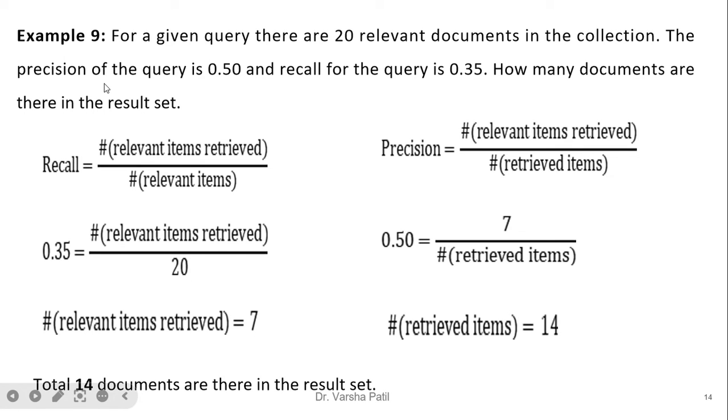Now the precision score is also given. Precision is equal to relevant items retrieved divided by retrieved items. It is 0.50, and the numerator is 7, which is relevant and retrieved. So retrieved items are 14. Total 14 documents are there in the result set, and 7 are relevant and 7 are non-relevant.